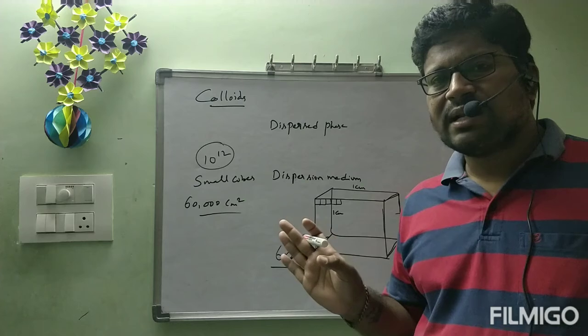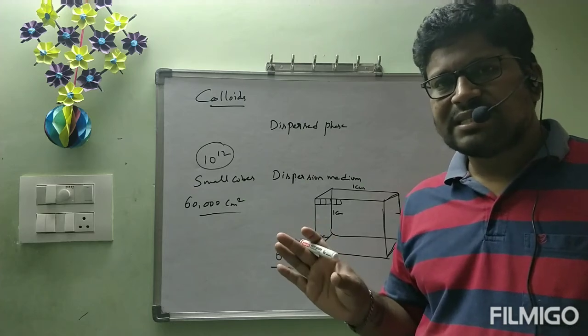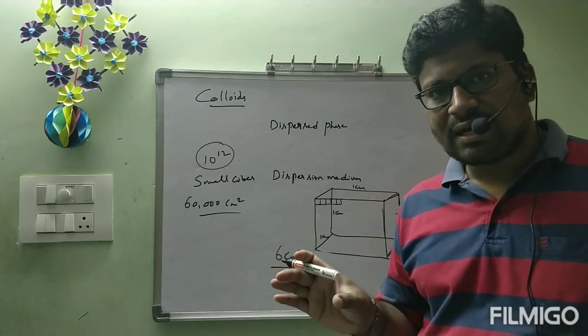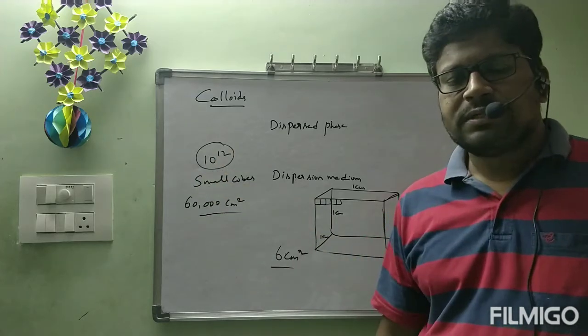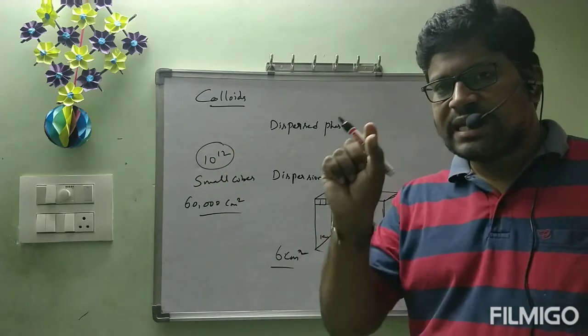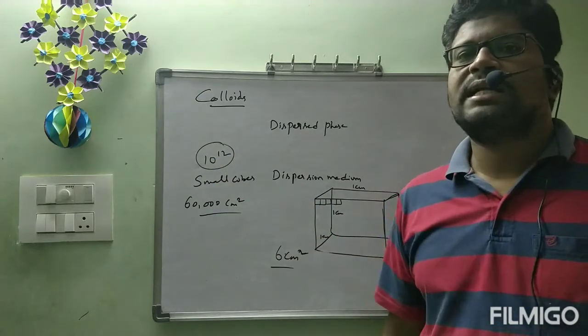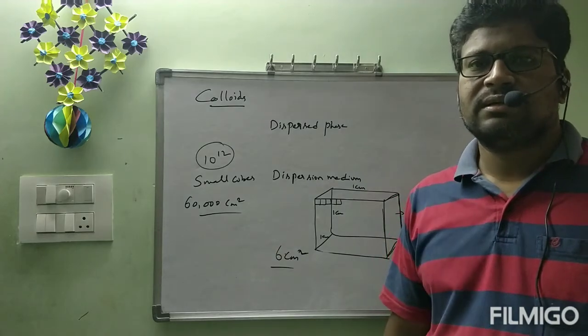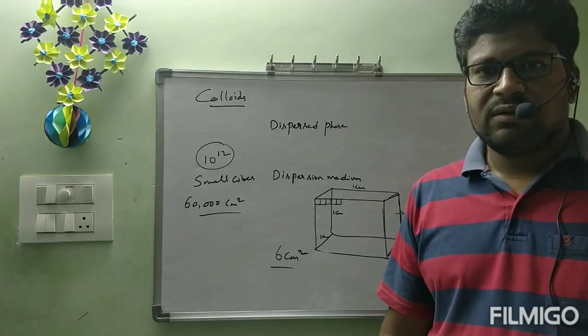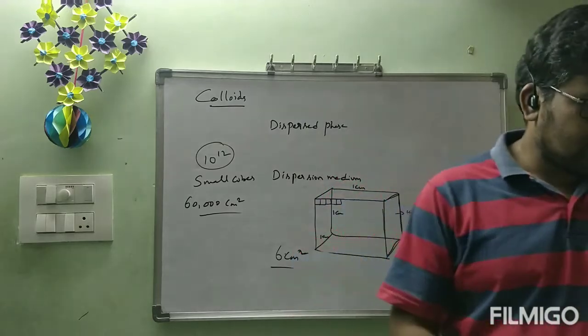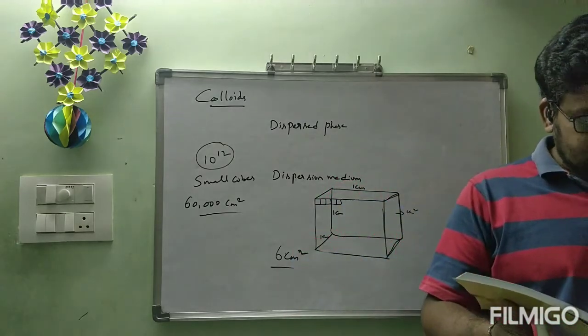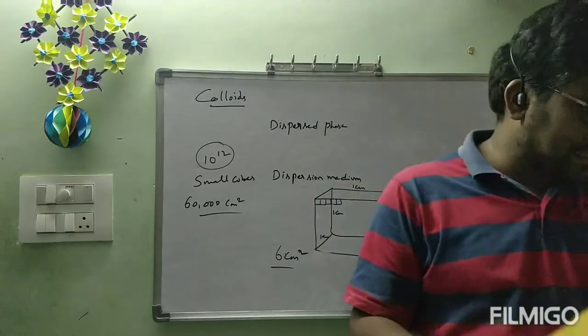What is the size of the colloidal particle? We can imagine a cube with 1 centimeter dimension, correct or not? Then that cube is made into 10 power 12 small cubes. That small cube size is matching with colloidal particle size. Like that you can see. That is enough. Okay, this is the introduction part regarding colloids. Now we will go through classification of colloids.